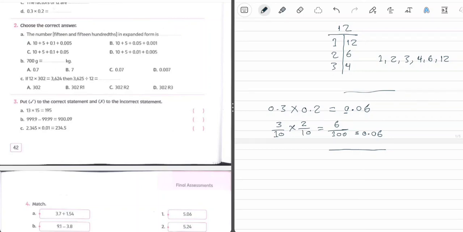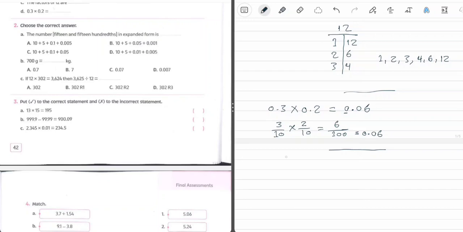What do we mean by word form? Word form is just the words. Standard form is just the number. So first of all, we have to convert word form to standard form.